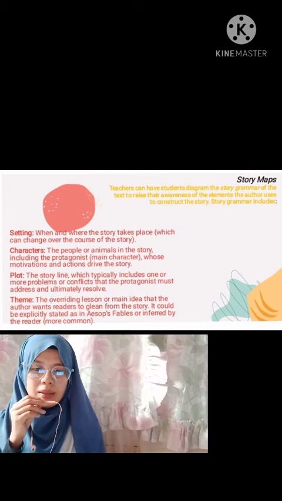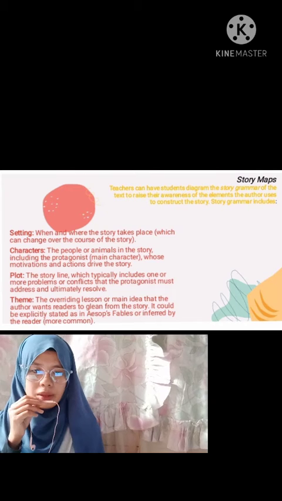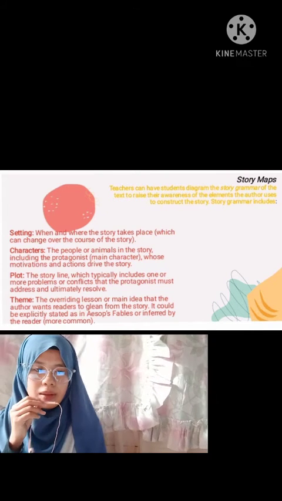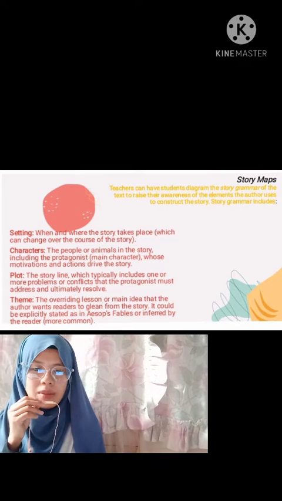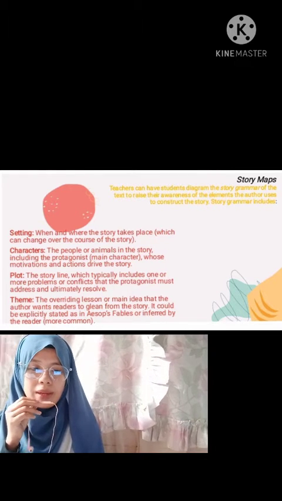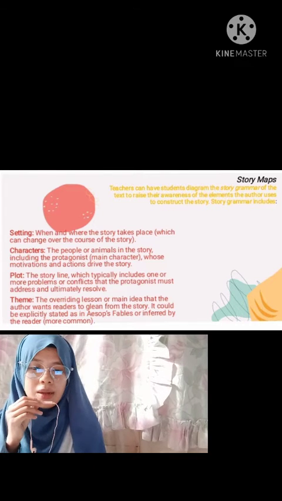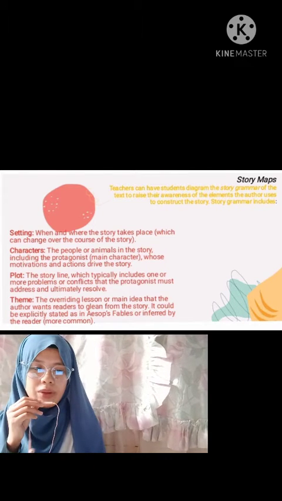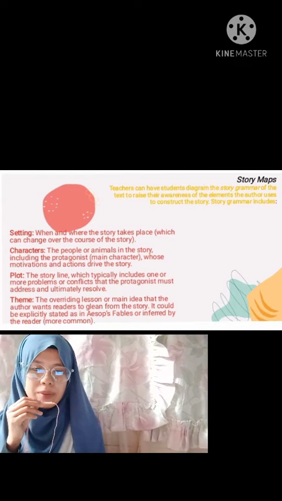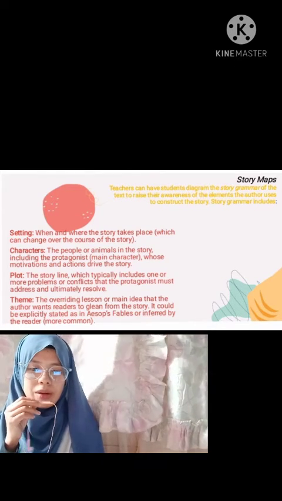story. Plot: the storyline, which typically includes one or more problems or conflicts that the protagonist must address and ultimately resolve. Theme: the overriding lesson or main idea that the author wants the reader to glean from the story. It could be explicitly stated as in Aesop's fables or inferred by the reader.